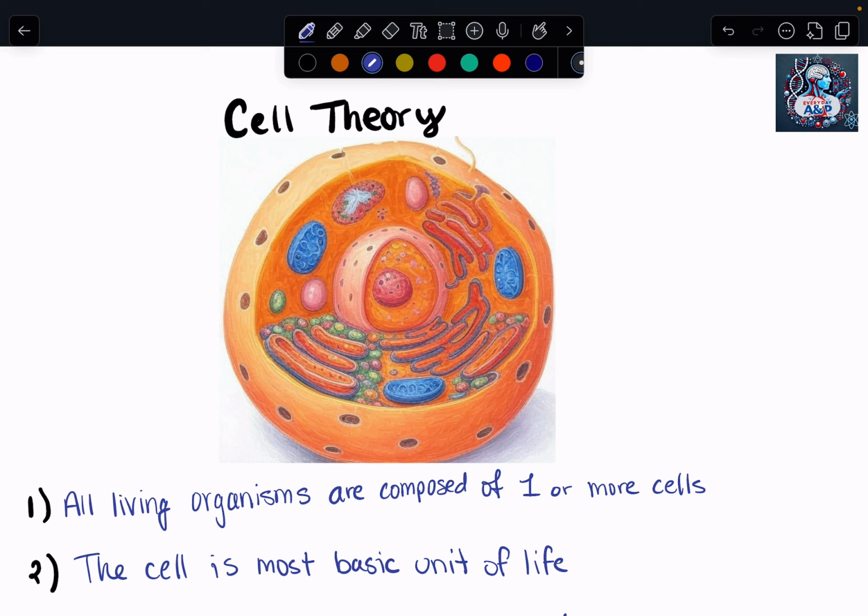The second component, as you can see right there, is that the cell is the most basic unit of life. You won't find anything smaller than the cell. It is the basic unit of life, and that is the building block that has the information, that has all the power to generate more for the living organism, for the living species. So that's the second tenet that we're going to cover.